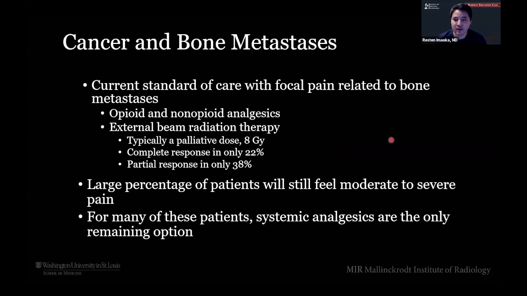So it makes sense, right? A large percentage of patients are still going to feel moderate to severe pain after their radiation therapy, or while they're still on their opioids or non-opioid analgesics. And for a lot of these patients, the only remaining option, unfortunately, is to increase those systemic analgesics.